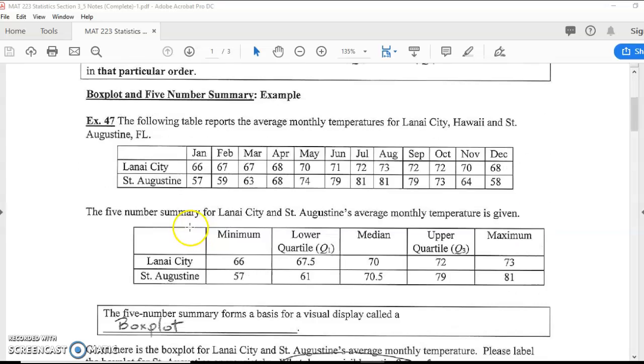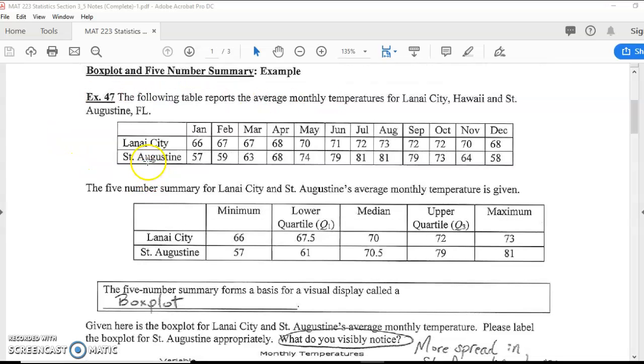So, for example number 47. Here's a table that reports the average monthly temperatures for Lanai City, Hawaii, and St. Augustine, Florida. I can quickly scan that, but the data is raw, and it's hard to tell differences between the two cities just by quick scanning.